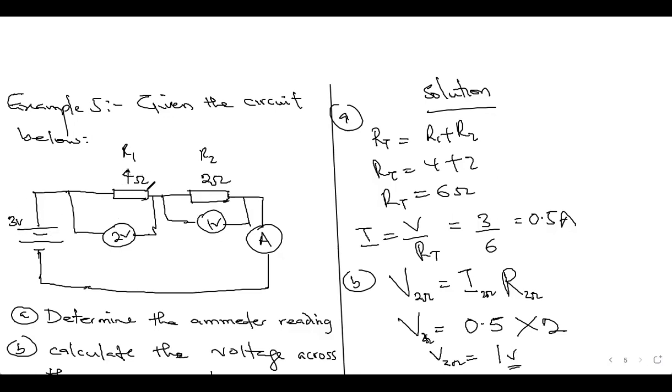Why? Because when you add the two together, it must give you the total voltage here. And you can verify that quickly by calculating the voltage across the 4 ohm resistor. V for the 4 ohm should be the current through the 4 ohm multiplied by the resistance of the 4 ohm. What's the current? 0.5, and what is the resistance? 4. So 0.5 times 4 should give you 2 volts. So you can see 2 plus 1 should give you 3, which is the total voltage there, okay?